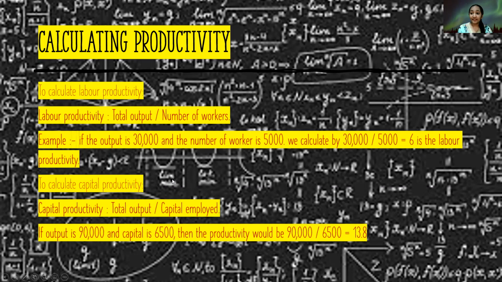To calculate capital productivity, we say total output by capital employed, because capital productivity means output per unit of capital. So if the output is 90,000, for example, and the capital is 6,500, then the productivity would be 90,000 divided by 6,500, which is 13.8. Okay, this is how we calculate different types of productivity: labor productivity and capital productivity.